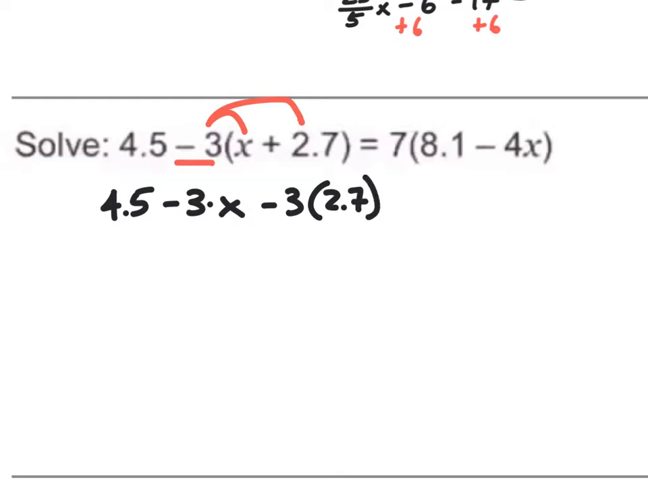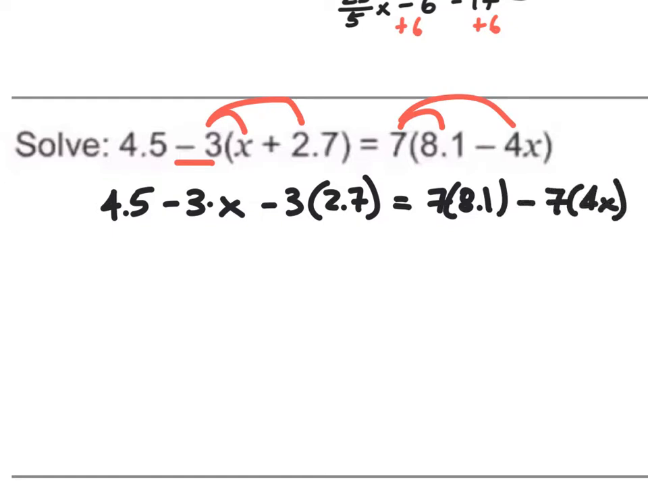Okay, and I'm going to do the same thing on the other side. Distribute the 7 to here and to here. All right, so that's going to give me 7 times 8.1, and then minus 7 times 4x. So let's do a little bit of arithmetic here, friends.